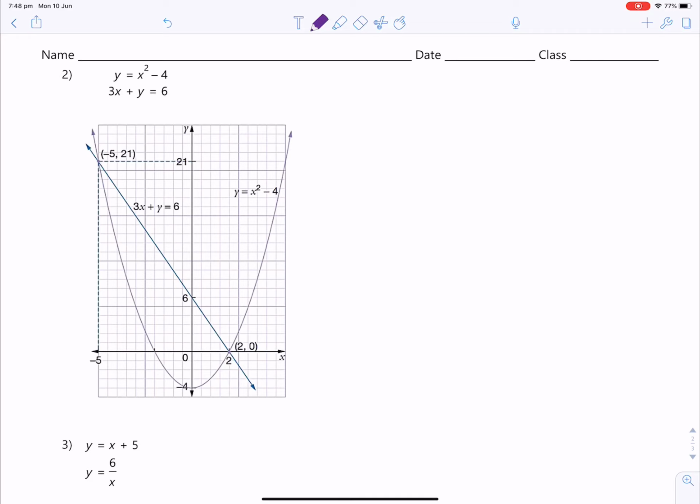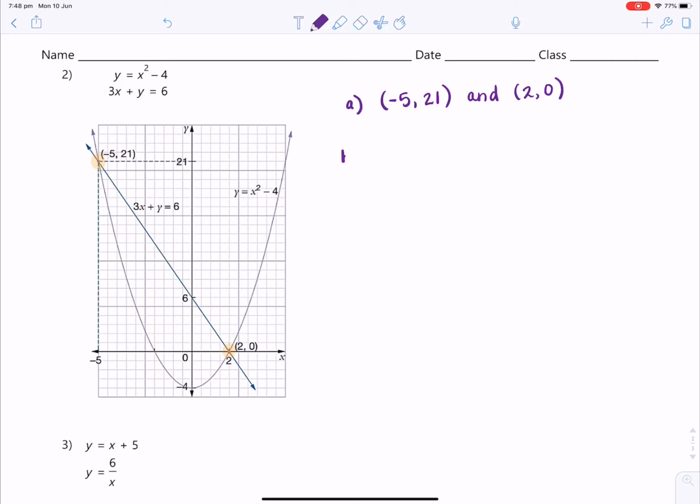Here, we're again looking at the system involving a linear graph and a parabola. We're going to start by finding the solutions graphically. So we're looking for the intersection points of these two graphs. And the intersection points are at -5, 21 and 2, 0.